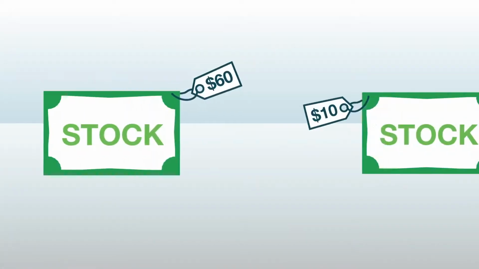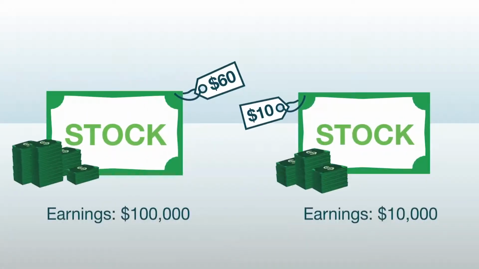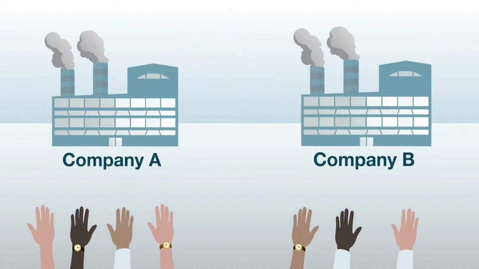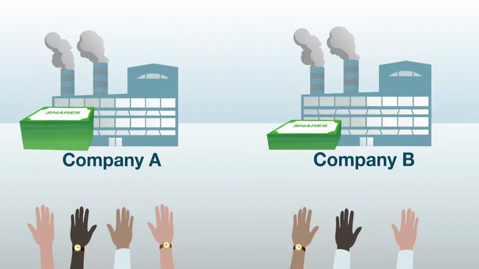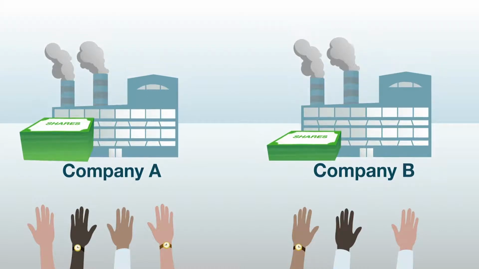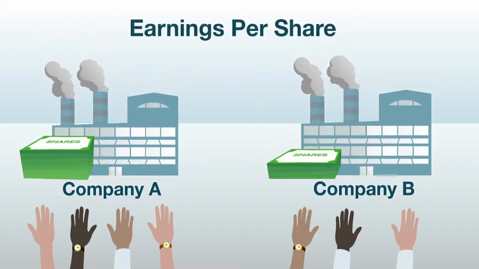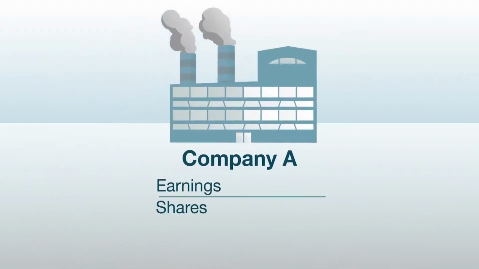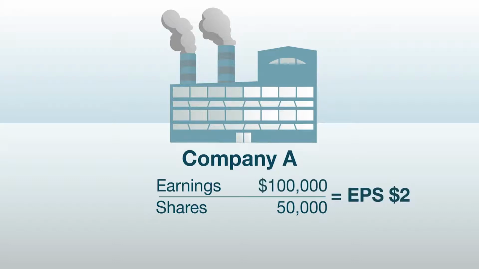We know each stock's share price and each company's earnings, but we don't know how many shares have claim on the earnings. To put it another way, we need to know how many shares the company has issued to calculate the value of each share relative to the company's overall earnings. This calculation is known as earnings per share, or EPS. Because Company A has 50,000 outstanding shares and $100,000 in earnings, each share has a claim on an EPS of $2.